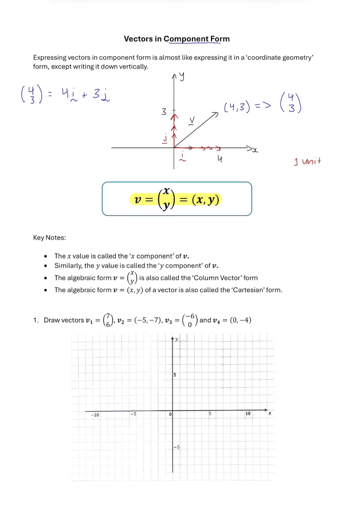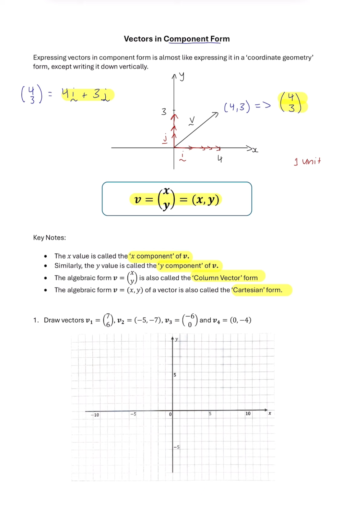So these are the two ways that we can write our vectors in a different form than what we have been doing before. So the key takeaways is that the x value is the x component of v. Similarly, the y value is the y component of v. We also sometimes call component form as column vector form, and when we list it horizontally we call it Cartesian form.